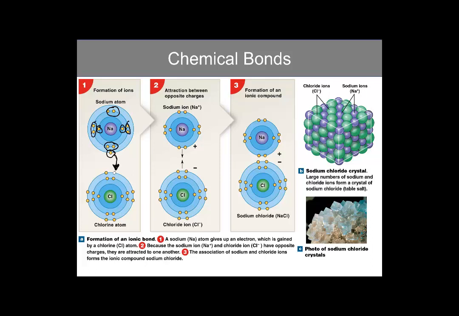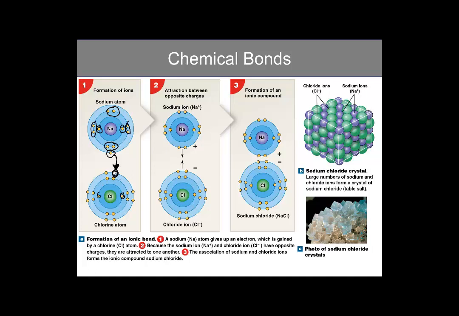And if chloride is present, chloride will be the electron acceptor. It will take the electron from sodium to fill its outermost shell. Chloride, if we were to count the number of electrons it has, we see that there are 2 in the first energy level, 8 in the second energy level, and 7 in the third.